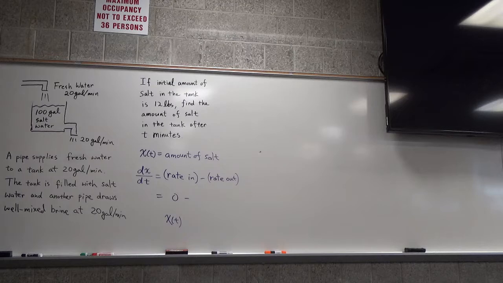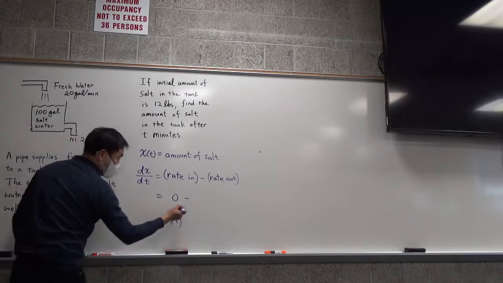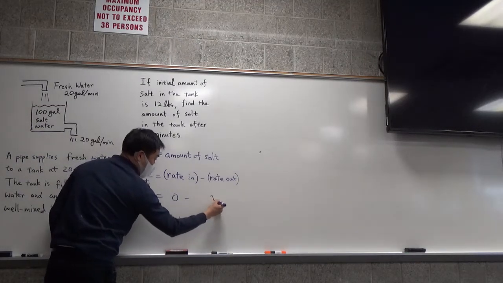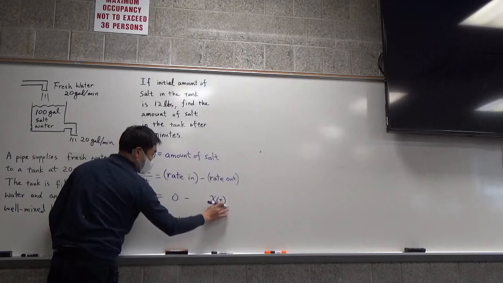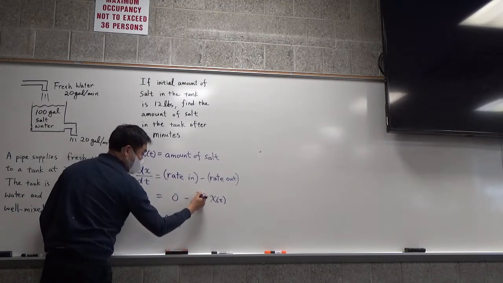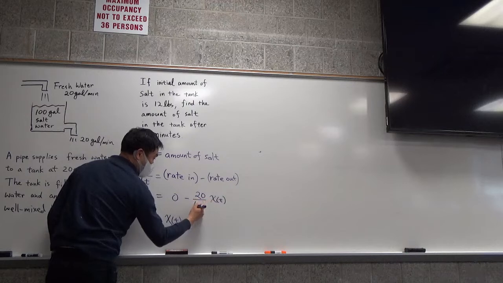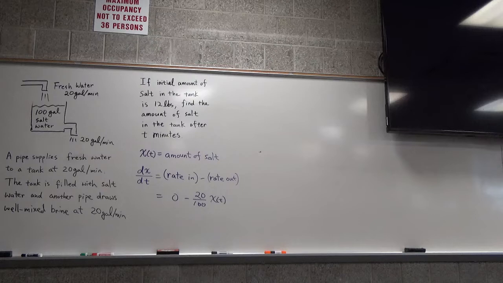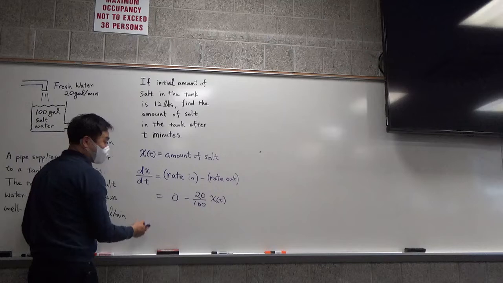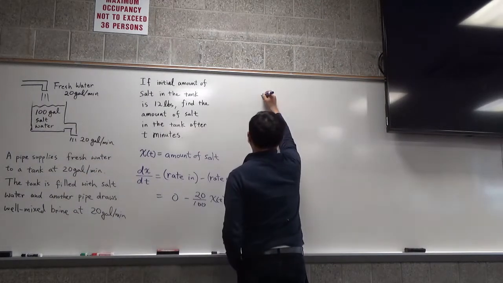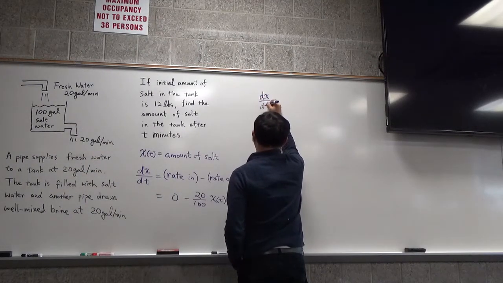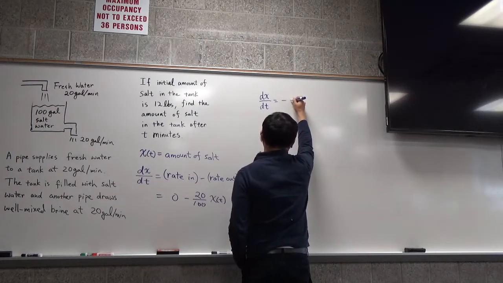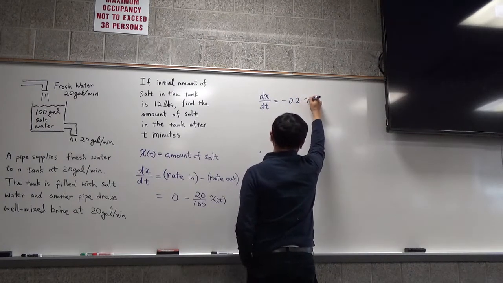So the way you think of this is it's 20 out of 100. The rate out is x of t amount of salt leaving, but not all of it. It's 20 gallons out of 100. And that's how you think of it. And that's kind of easy because now it's a simple differential equation, which is dx/dt equals negative 0.2 x.